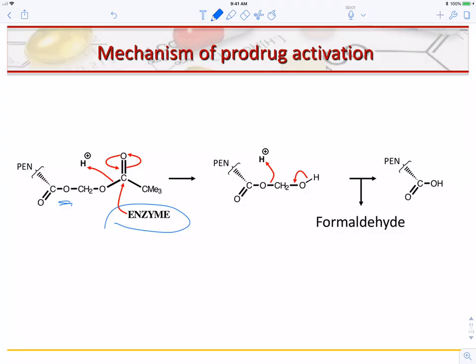and so facilitate attack on this carbonyl. In turn, then we get this moiety, which basically is very susceptible to rearrangement to give formaldehyde, which remember looks like this, and the free carbonyl group. And so that happens in the body, and basically these prodrugs are used to facilitate the absorption of penicillins through the gut.